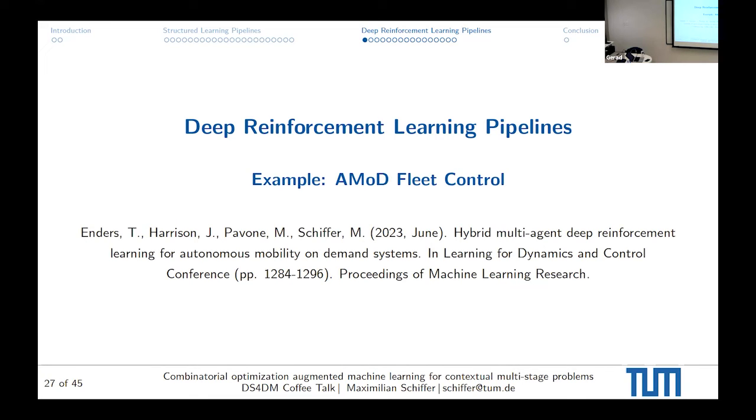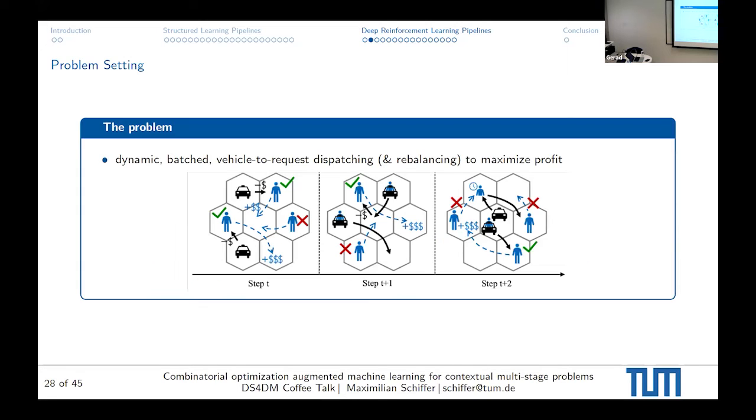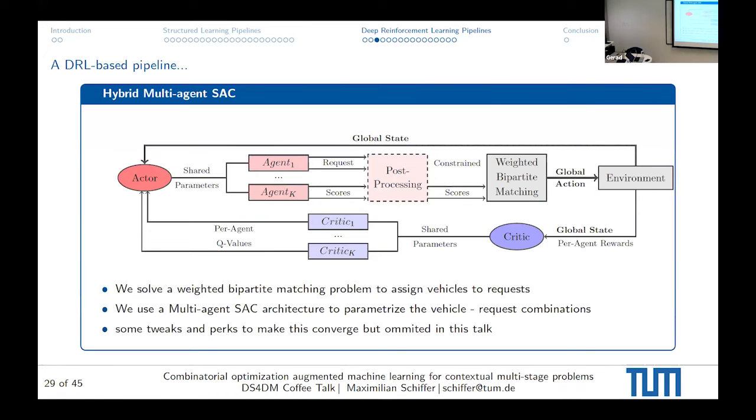The second half is more the DRL perspective, right? And for the DRL perspective, I will stick with the second example that we also had in the structured learning pipeline. So it's precisely the same, just that this time I want to cook up a pipeline that is not using structured learning to parameterize some predictor and then some combinatorial layer, but I want to use DRL with some combinatorial layer. So instead of using the pipeline that we had, we could also think about something like this, right?